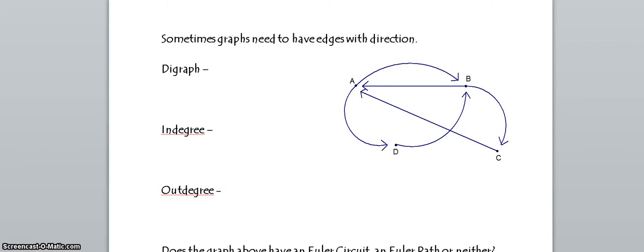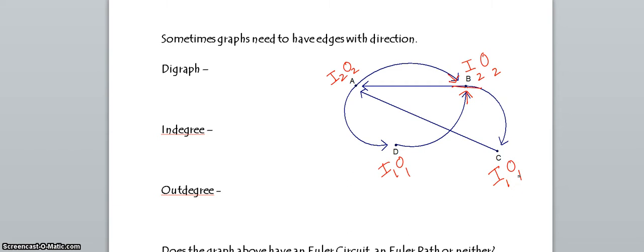The di stands for directional. It's a graph where the edges have arrows. Think about them as being one-way streets. So we don't just talk about the total degree, we talk about how many ins, which would be edges that are pointing into the vertex, a vertex has versus how many outs. So if I go around and I check this out, there's 2 ins and 2 outs here. I have 1 in and 1 out, and I have 1 in and 1 out.